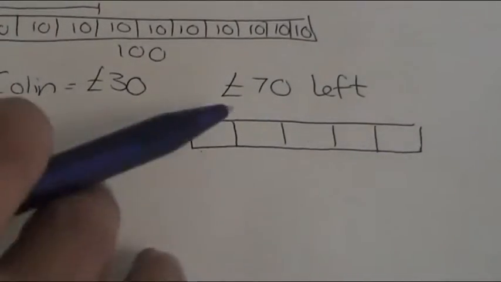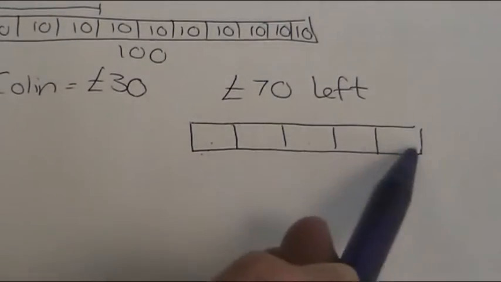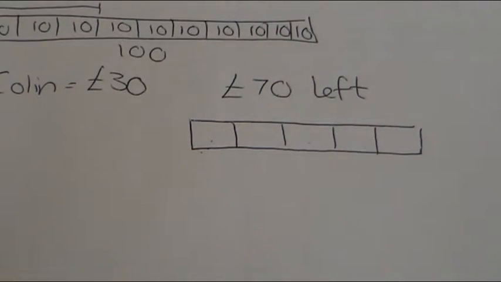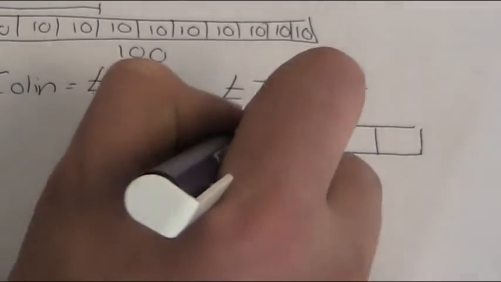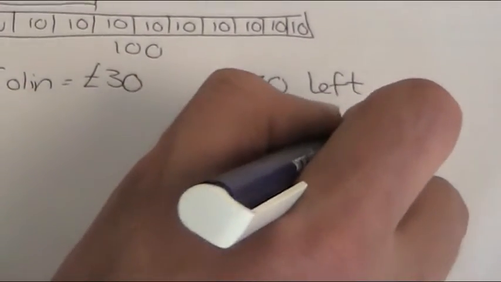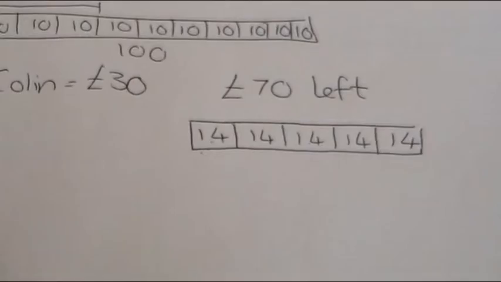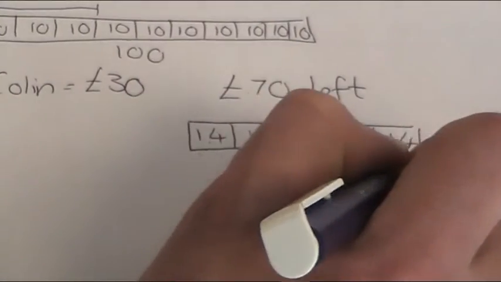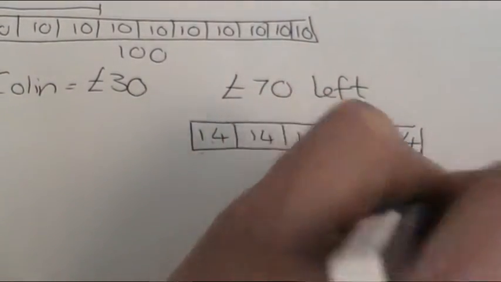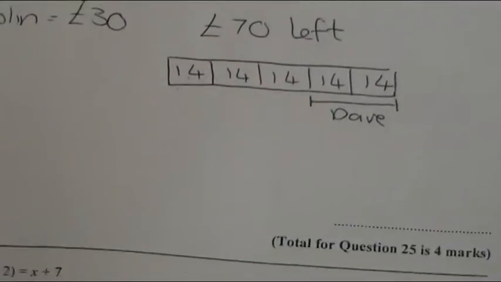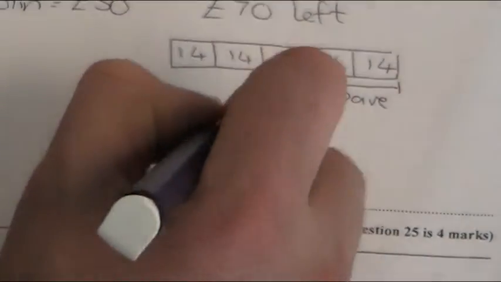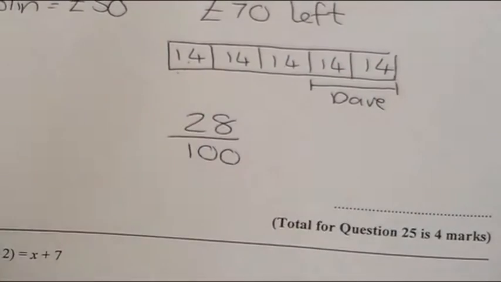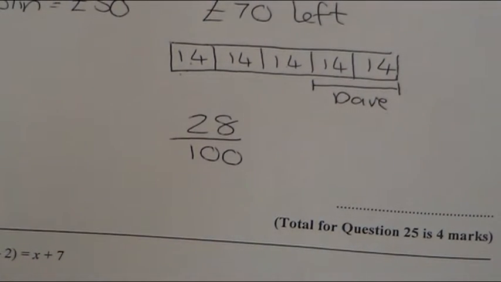Right, non-calculator, you might struggle with this, but 70 split between 5, you have a calculator so it's not hard, is 14. And 14 would go in each of these parts. Now, we know Dave gets 2 of them, so this is Dave, which means that Dave would actually get £28 out of 100. So that is the answer to the question. What is Dave's share of the money? The fraction that he gets is 28 out of 100.